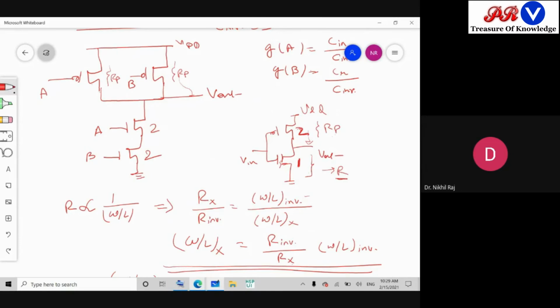So this means the pull up network of the NAND gate is identical to the pull up network of the inverter. So what should be the dimension of the top MOSFETs? Since it is the same, they will offer the same strength, so it will be 2 and 2. So this is done, the sizing of the NAND gate with respect to an inverter.